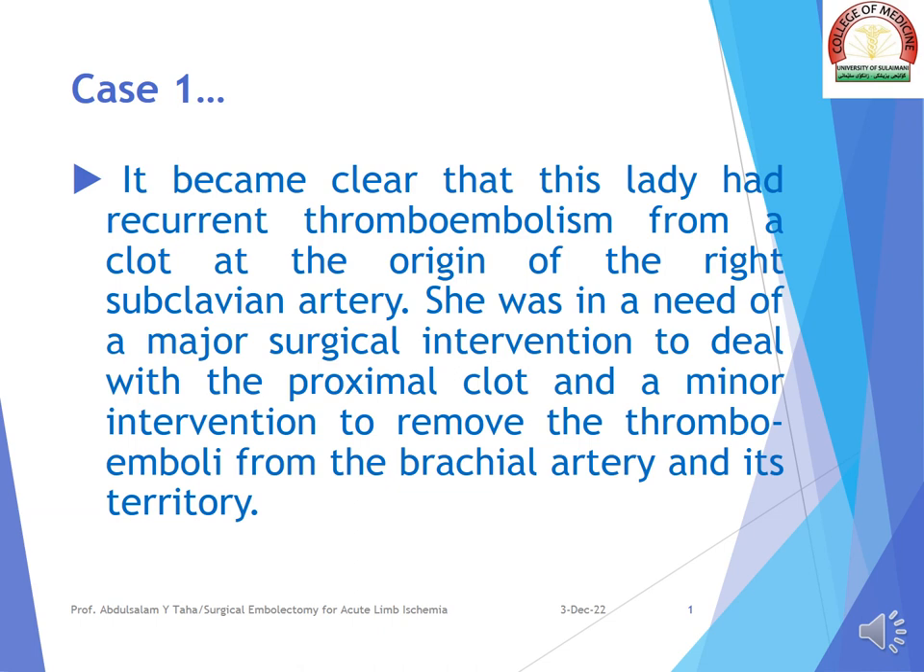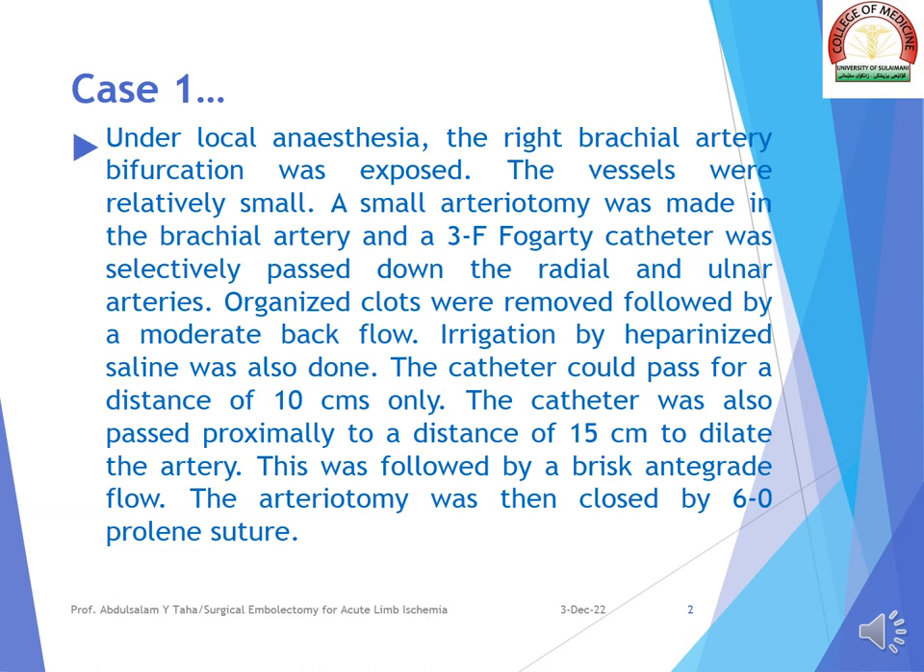It became clear that this lady had recurrent thromboembolism from a clot at the origin of the right subclavian artery. She was in need of a major surgical intervention to deal with the proximal clot and a minor intervention to remove the thromboemboli from the brachial artery and its territory. Under local anesthesia, the right brachial artery bifurcation was exposed. The vessels were relatively small.